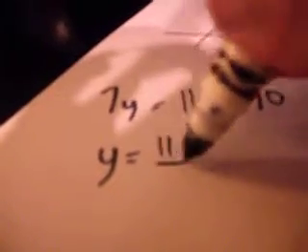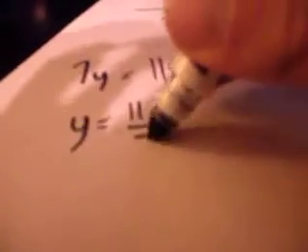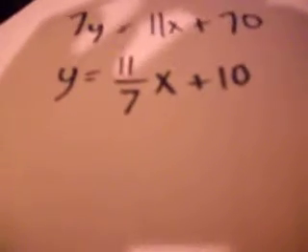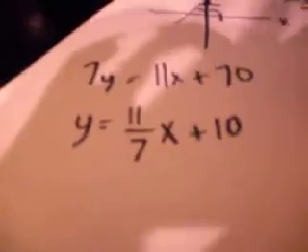Like this, y has 7 in front of it, but all you gotta do is divide. So y equals 11 over 7 x plus 10. So 10 is the y-intercept, and 11 over 7 is the slope. So rise 11, run 7. So yeah, I'm not going to graph that. Alright.